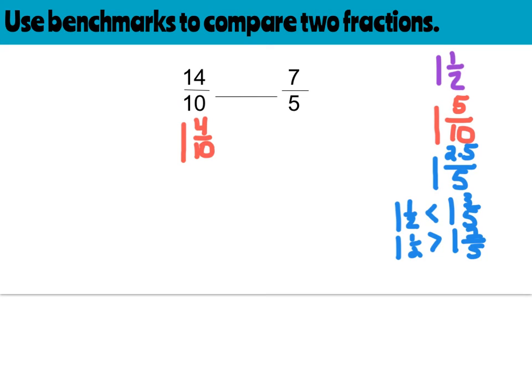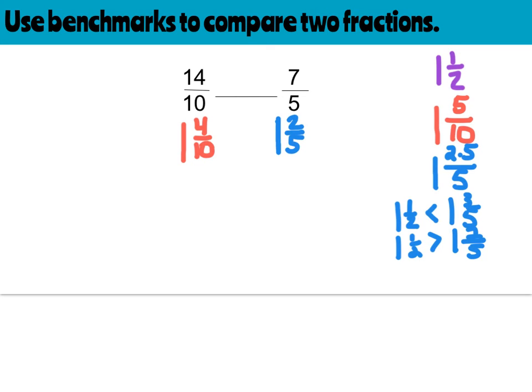All right, let's do the same thing for my 7 fifths. If I took 5 fifths, I could write it as 1 whole. If I took 5 fifths, I would have 2 fifths remaining. So now that I have them both as mixed numbers, I can take a look over here and see that 1 and 5 tenths is 1 and 1/2. So 1 and 4 tenths is just a little bit less than that.